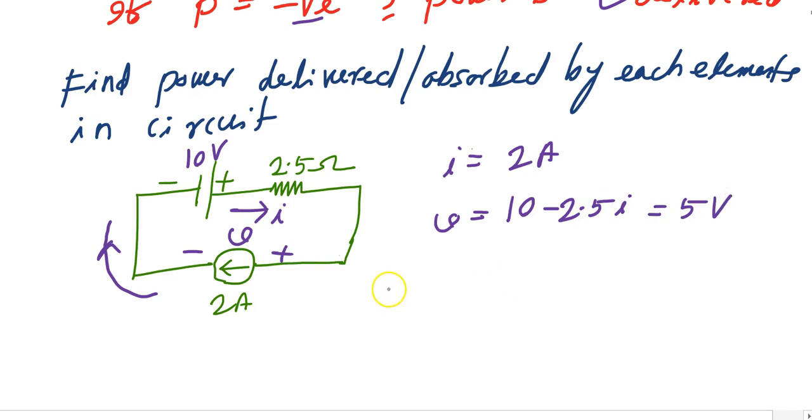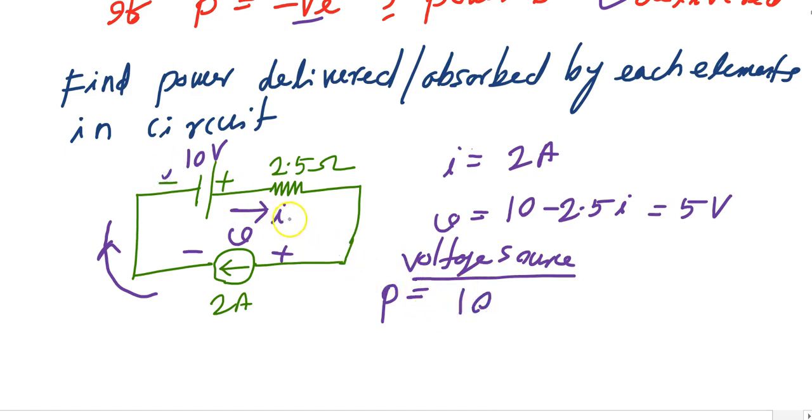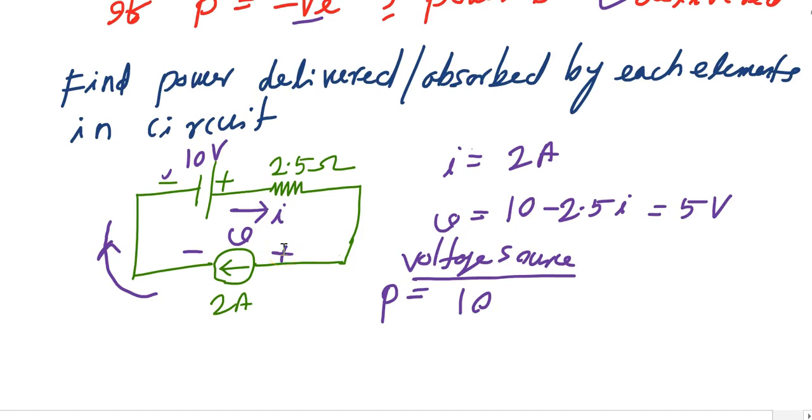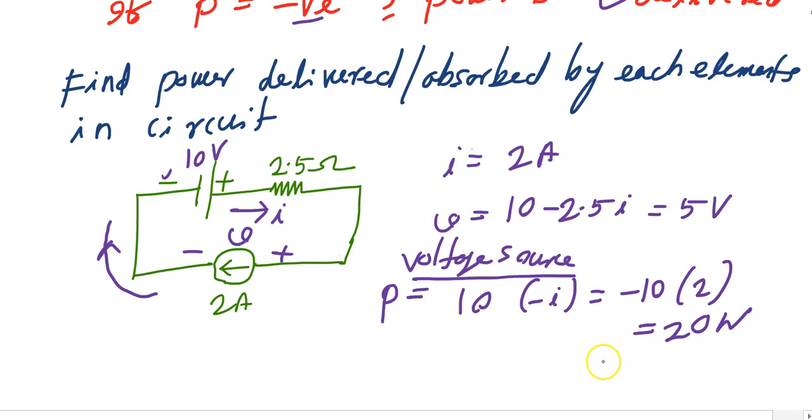So power for the voltage source. For the voltage source, you see this is the positive terminal here, negative terminal here. So voltage V is 10, and the current is opposite to what is given in the convention. In the convention, current should flow into the positive terminal, but here it is opposite. So what will I write? Minus I. So 10 into minus 2, that is minus 20 watt. It is a negative sign, so delivered.